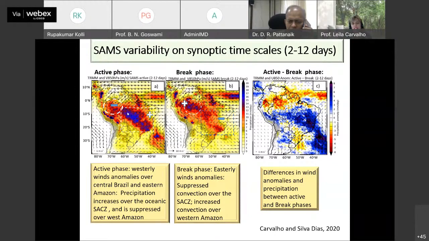So you have more precipitation over central and eastern Brazil in this region, and less precipitation over northwest Amazon in this region. Then in the break phase, you see more strong easterly winds. We clearly see more of the anticyclonic rotation in here, less precipitation over eastern Brazil, and more precipitation over northwestern Brazil. So when you take the difference between the two, then we clearly see that you have a less suppressed convection over northwestern Brazil, and more precipitation over eastern, and also over where you see the SACZ region, and less precipitation over southeastern South America. All these features are very important, and less precipitation also in the ITCZ, which is very interesting when you see the difference between active and break phases.